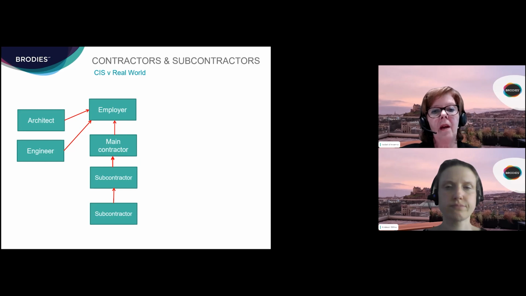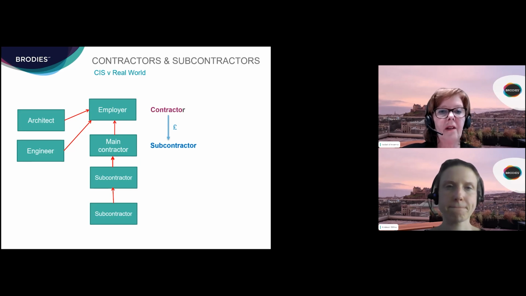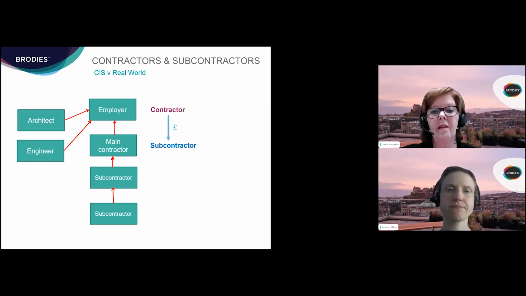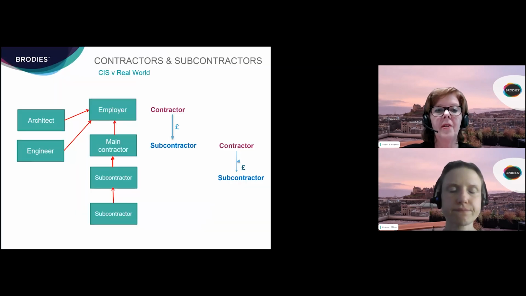But if we move on to see that for the CIS, the employer will be a contractor and the main contractor will be a subcontractor. And furthermore, if you just move on one, the main contractor, in relation to his contract with the subcontractor, will be a contractor and the subcontractor will be a subcontractor.